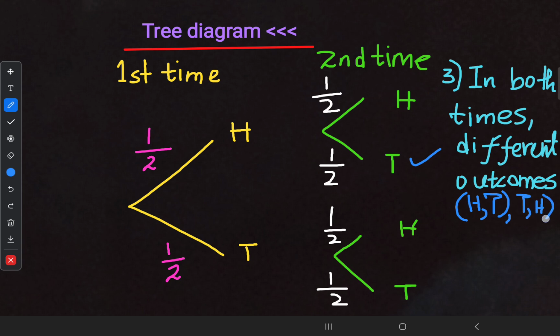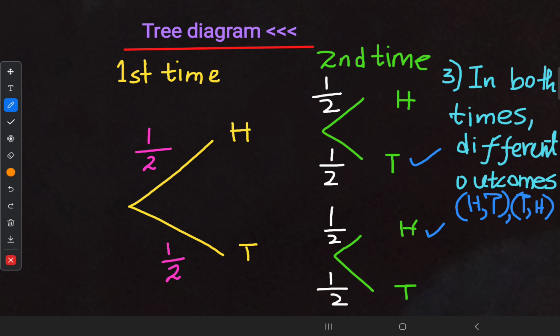When you think about last event, both times tail, that means both outcomes are same. We don't need that outcome as well. So we need only these two outcomes. Head and tail, and tail and head. That means in both times different outcomes. So head and tail means this.